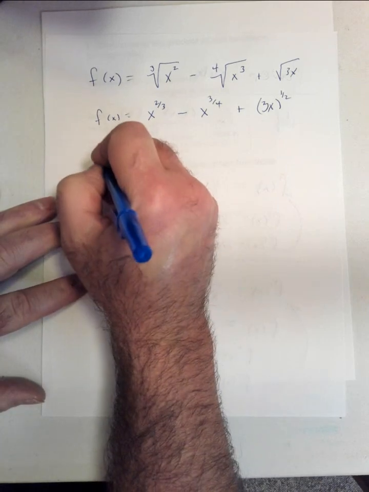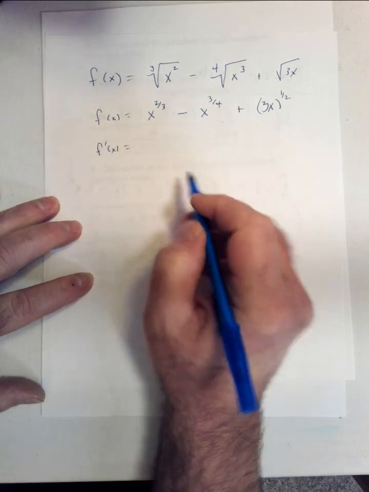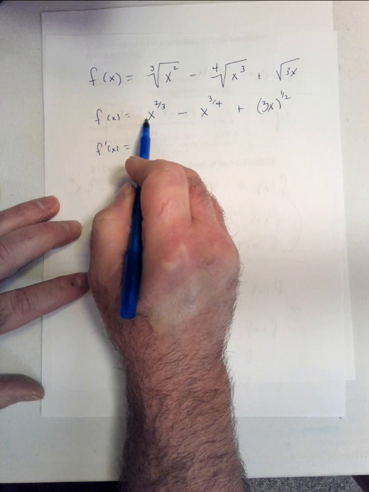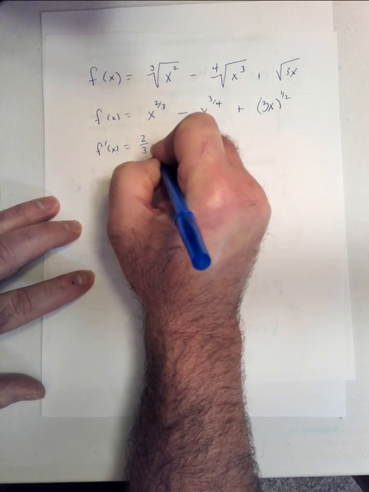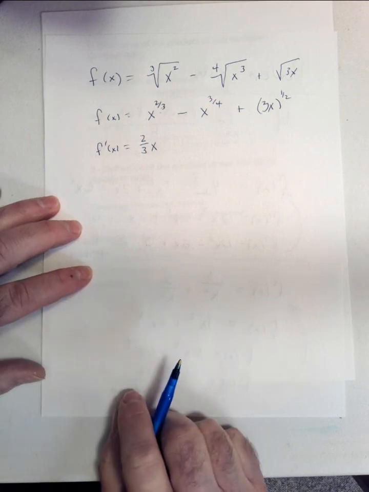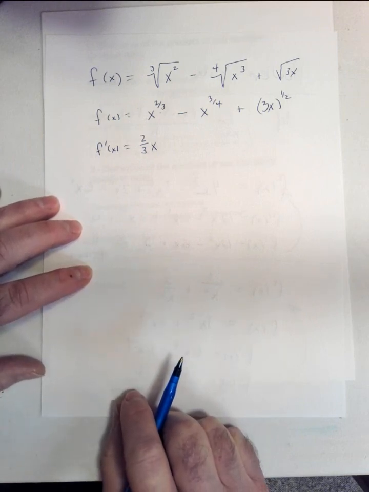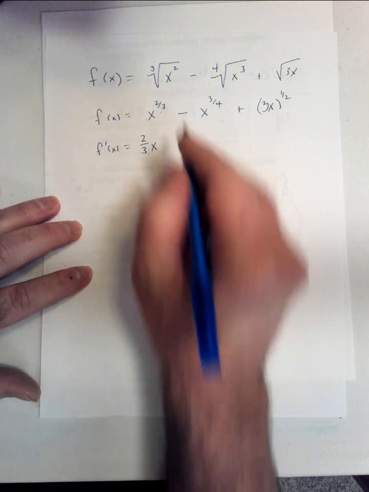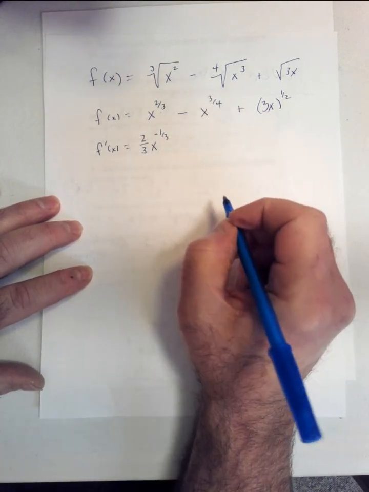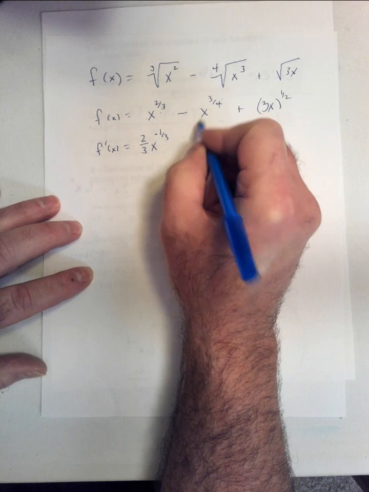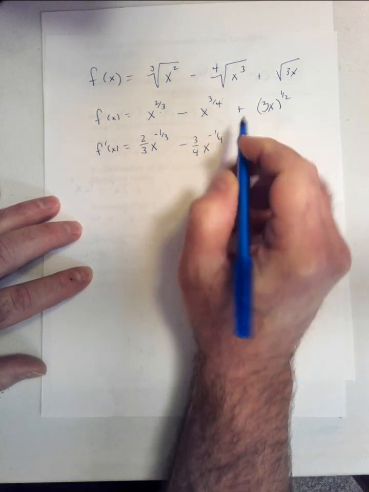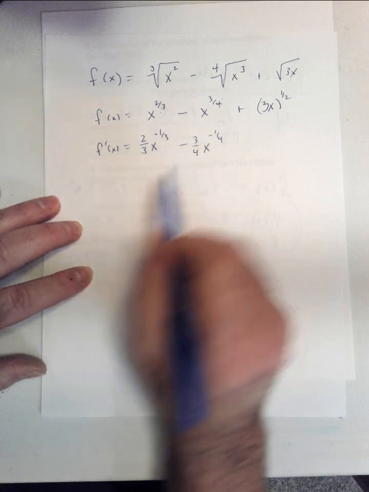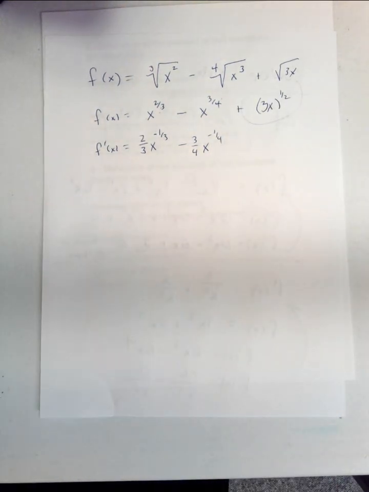Okay, so now the derivative, this gets multiplied to the coefficient in front, so that's 2/3, and then we drop the power by 1 still, so 2/3 minus 1, or 2/3 minus 3/3 is a negative 1/3. And then minus 3/4 x to the negative 1/4. Again, that's minus 4/4.